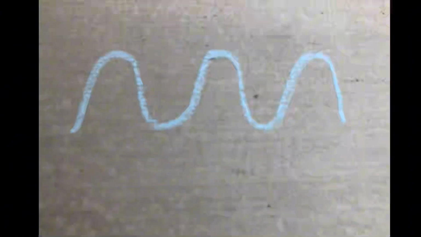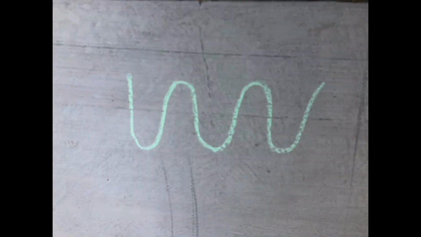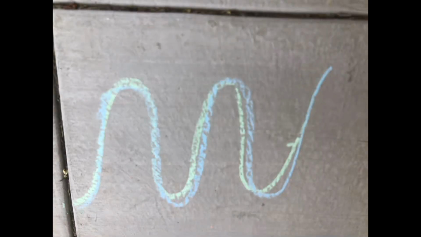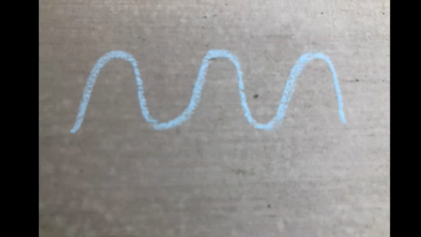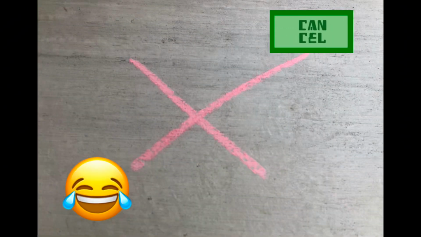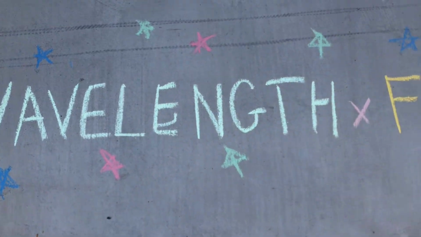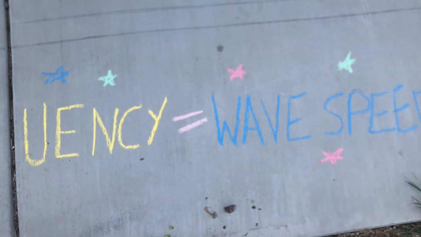When a wave crest interferes or collides with another crest, they combine to make a larger crest. When a wave trough interferes with another trough, they combine to make a larger trough. When a wave trough and crest interfere, they cancel each other out. And this is the most important one. Frequency times wavelength equals wave speed.